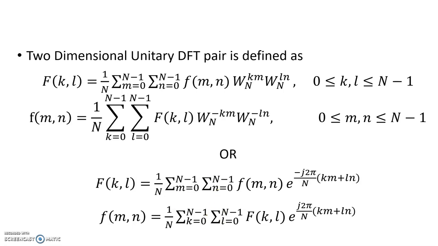Okay, so here for unitary DFT I have a term 1 by N outside. For both the equations I have a term 1 by N outside, and the basis function is always an exponential term, that is e raised to minus j 2 pi by N.